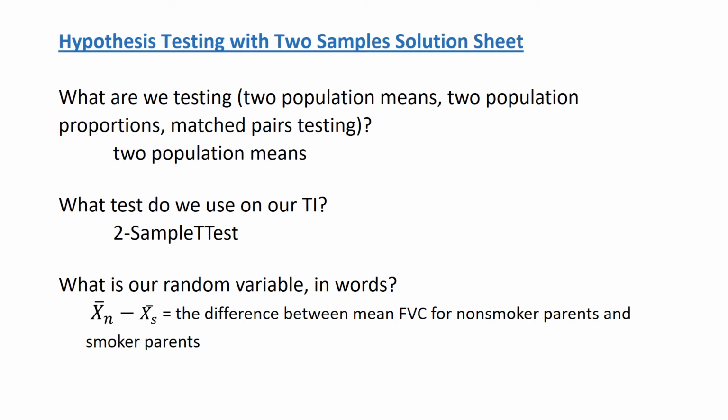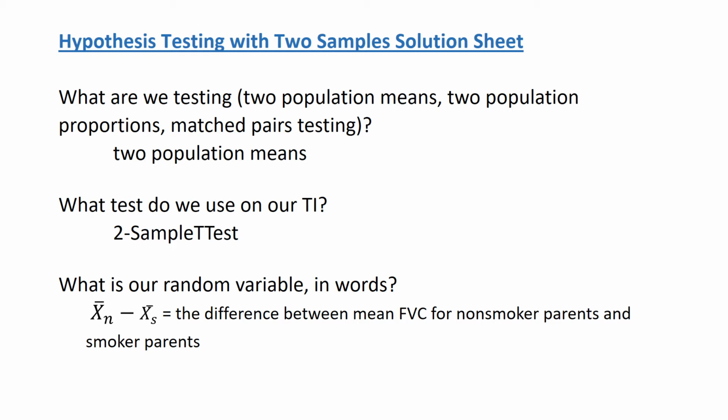What are we testing? Two population means, two population proportions, or matched pairs testing. And like I said, this is two population means. So the test we use on our calculator: we have S, not sigma, not that funny little circle with the toupee. We have the letter S, sample standard deviations, so it's a two sample t-test.